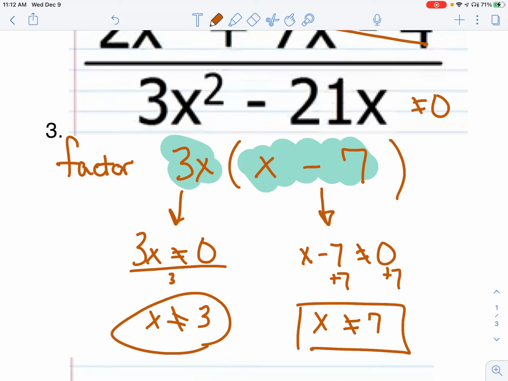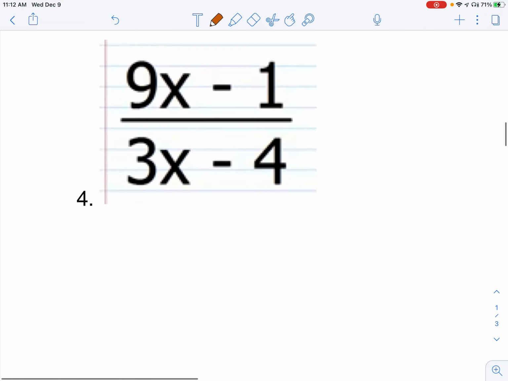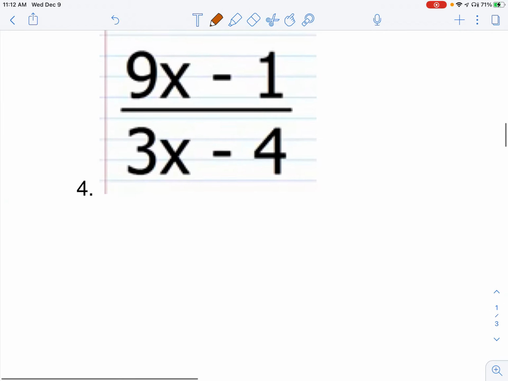So this one has two restricted values because it factored into two separate items. So the restricted values are 3 and 7. So now we'll take a look at number 4. Again, not concerned about the numerator unless it's a division problem.